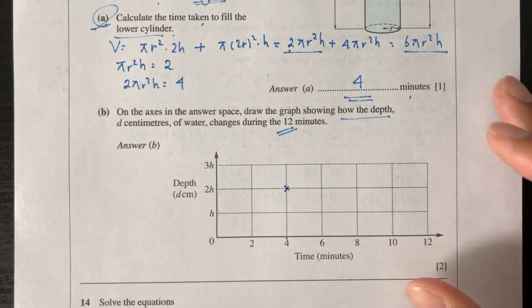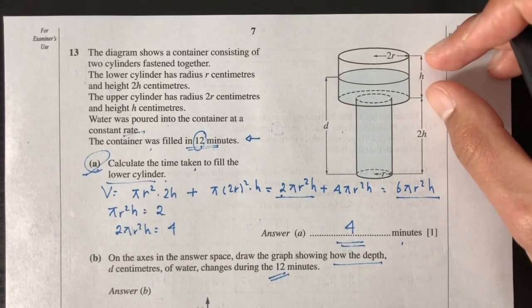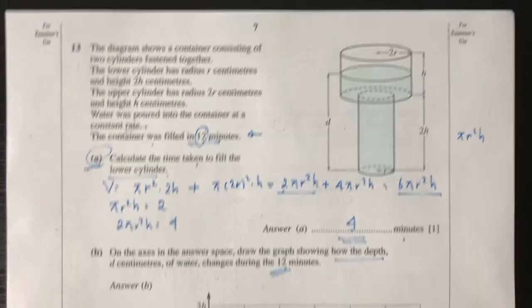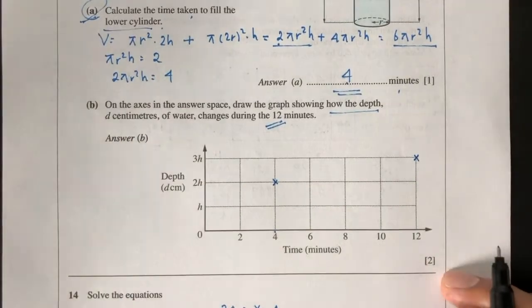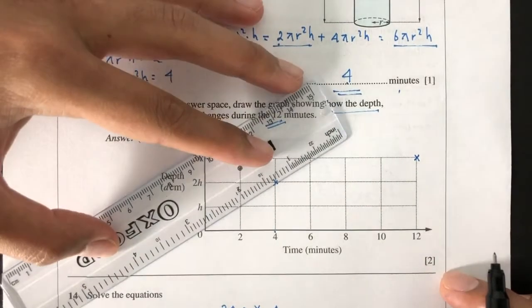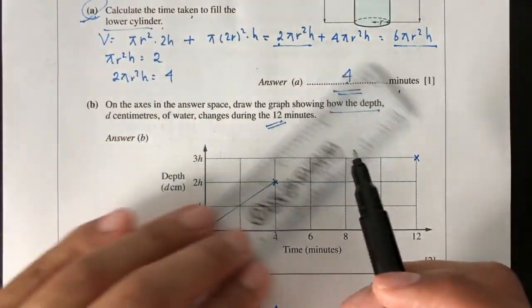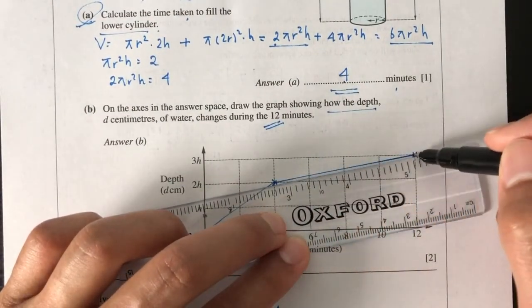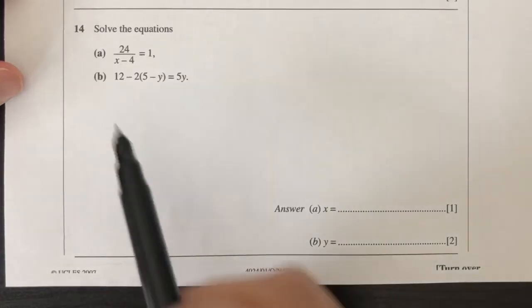That's the first point. And then the rest will be how much? For the rest, it will be h. It will take 12 minus 4, which is 8 minutes. So 4 plus 8 is 12, that will be here. So it will be 2 straight lines joining each other. Okay, and that is your question number 13.